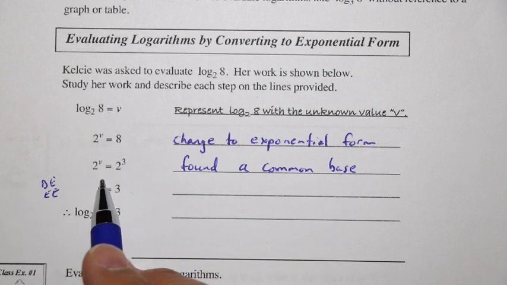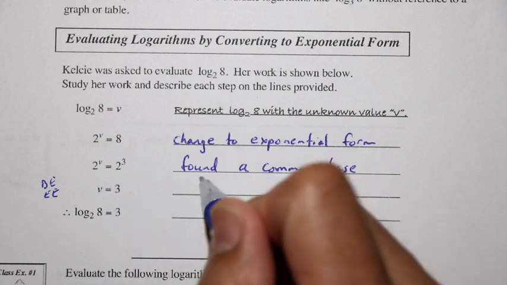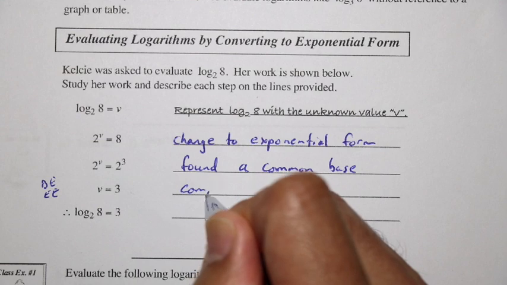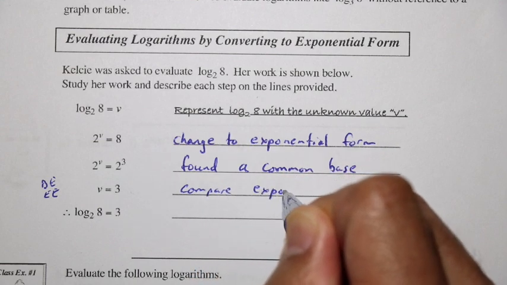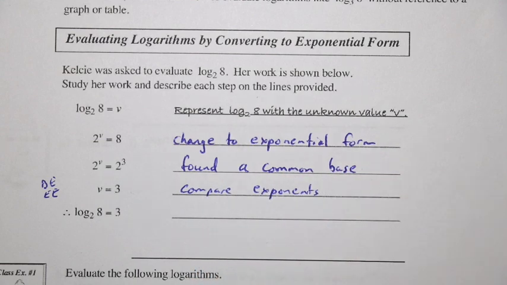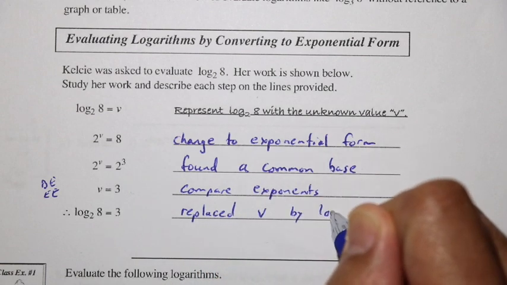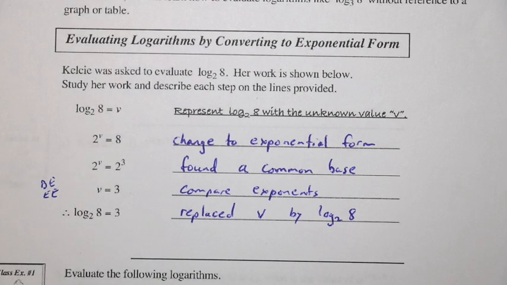And finally, since if the bases are equal, then the exponents are equal, she compared the exponents here. Because the bases were equal, the exponents had to be equal, and therefore she could conclude that the original log base 2 of 8 is equal to 3. So she replaced v by log base 2 of 8.